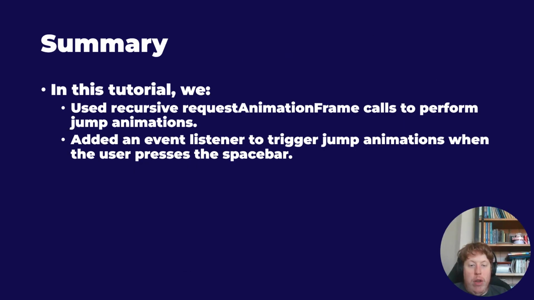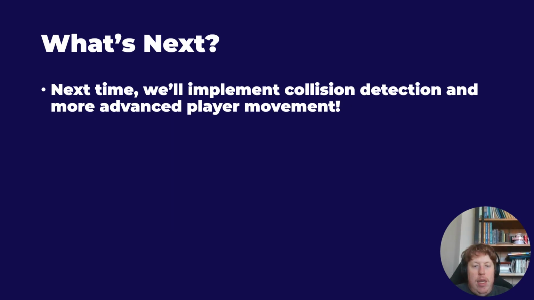In this tutorial, we used recursive requestAnimationFrame calls to perform jump animations, and added an event listener to trigger jump animations when the user presses the spacebar. Next time, we'll implement collision detection and more advanced player movement.